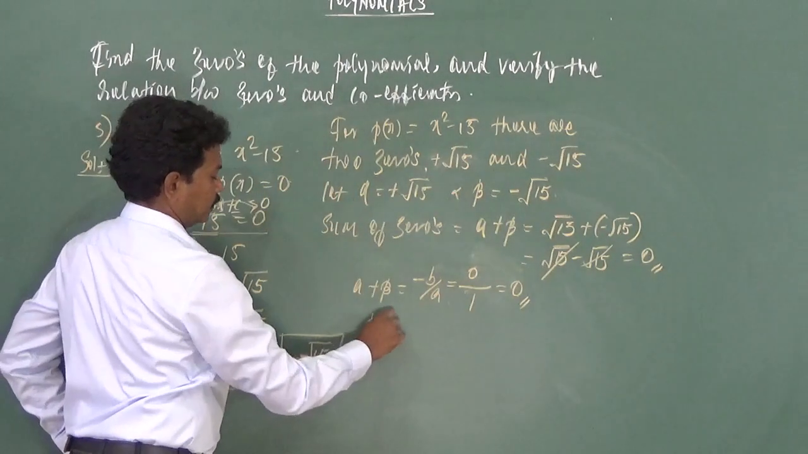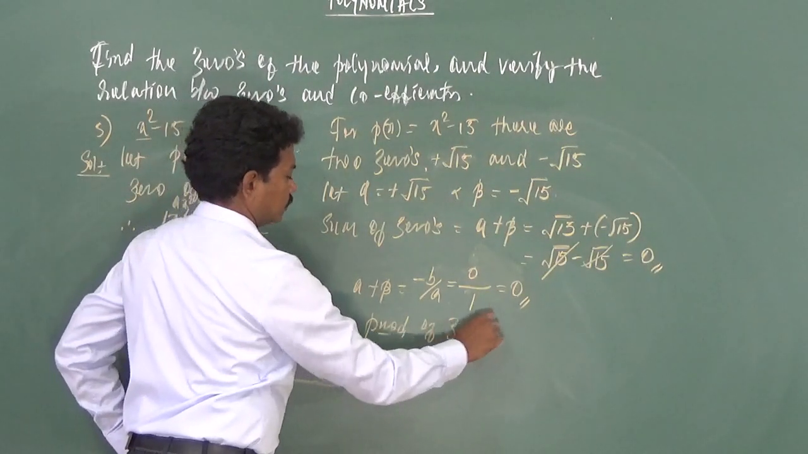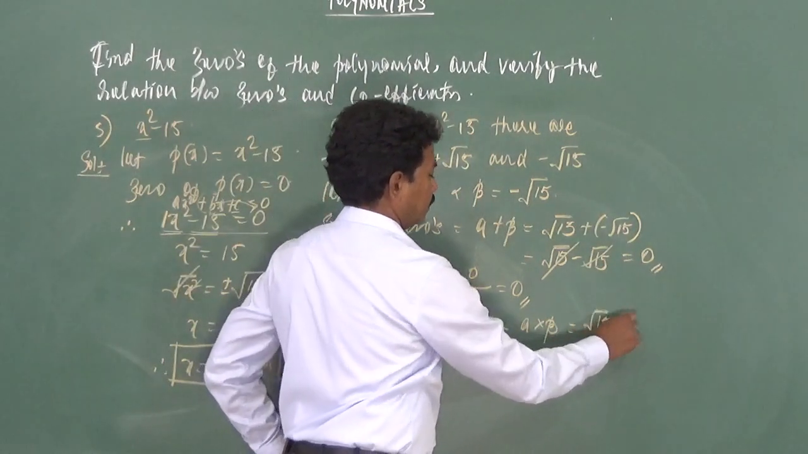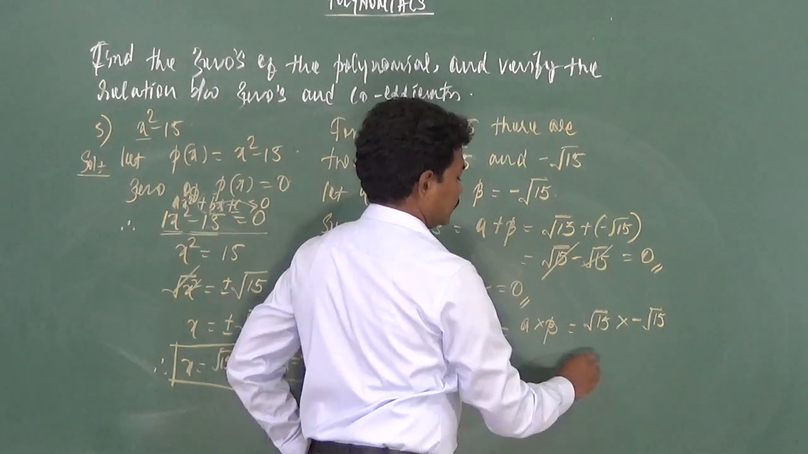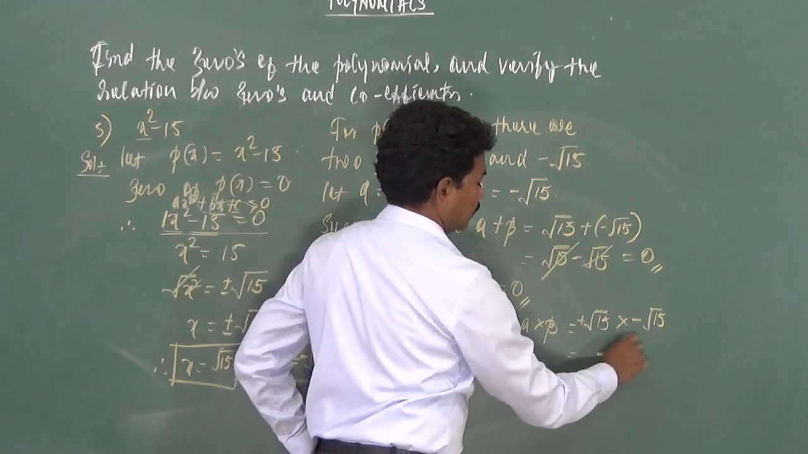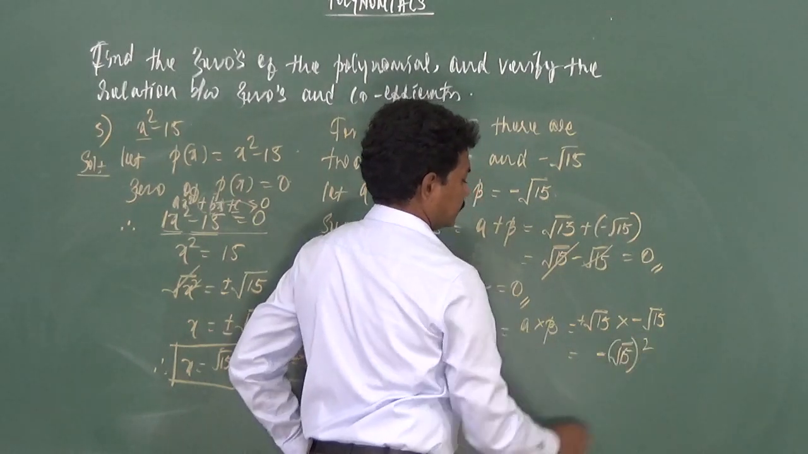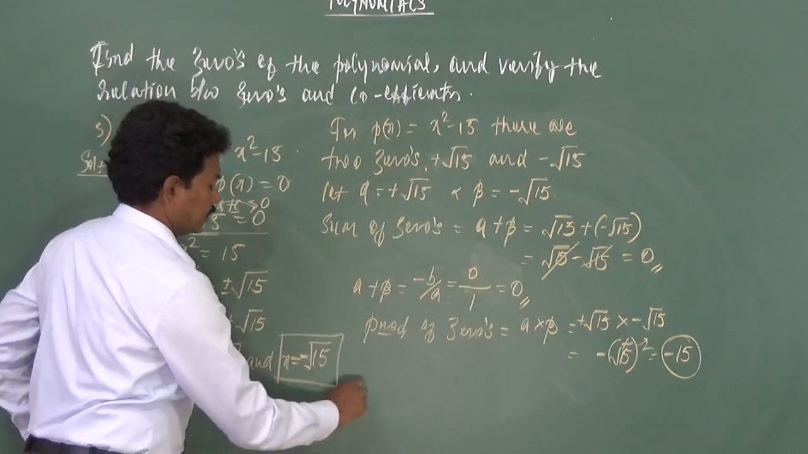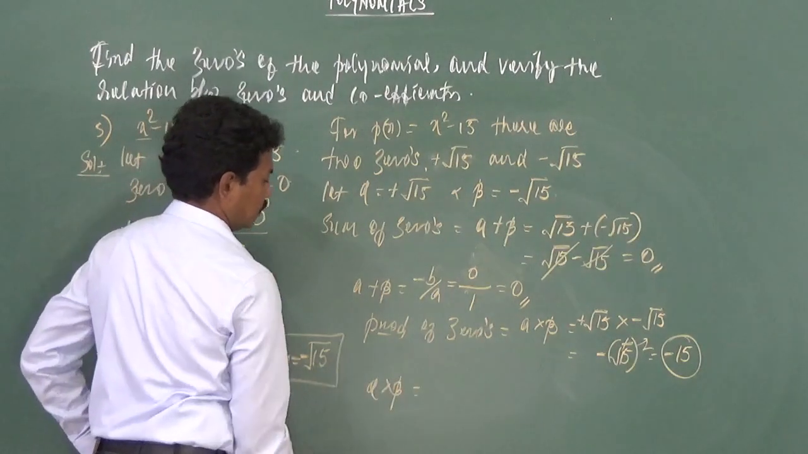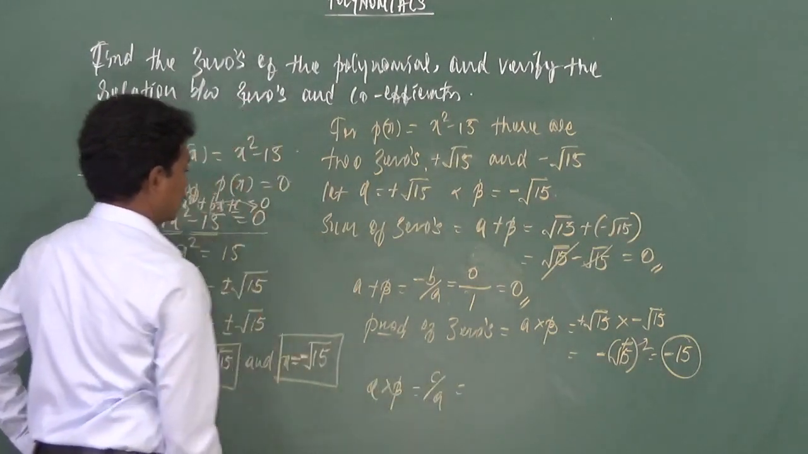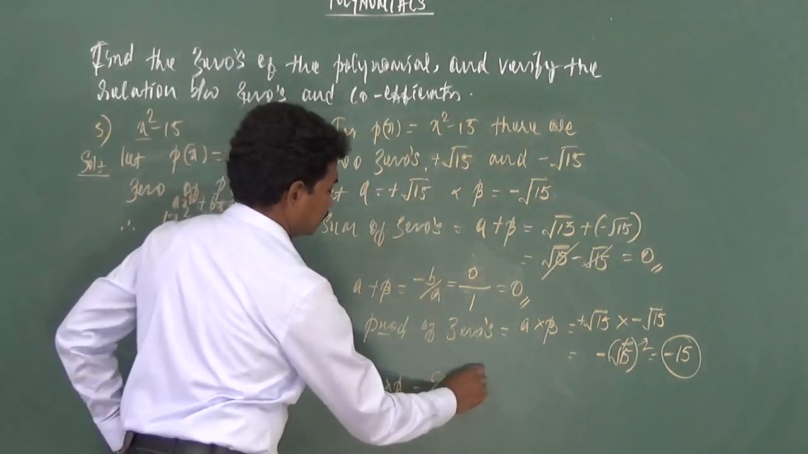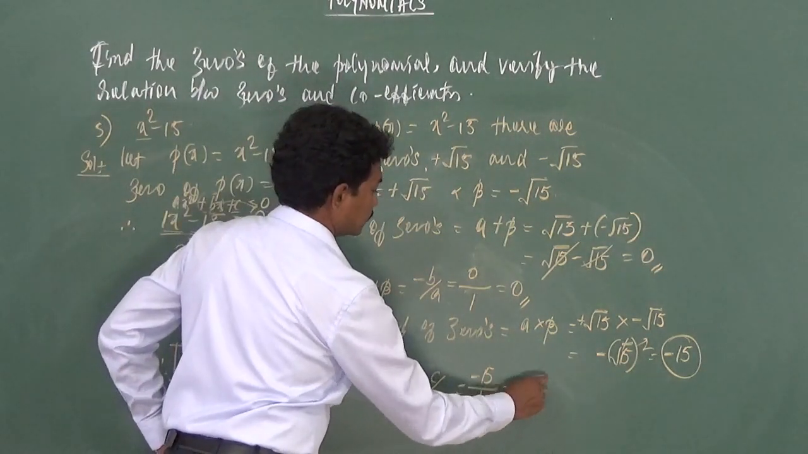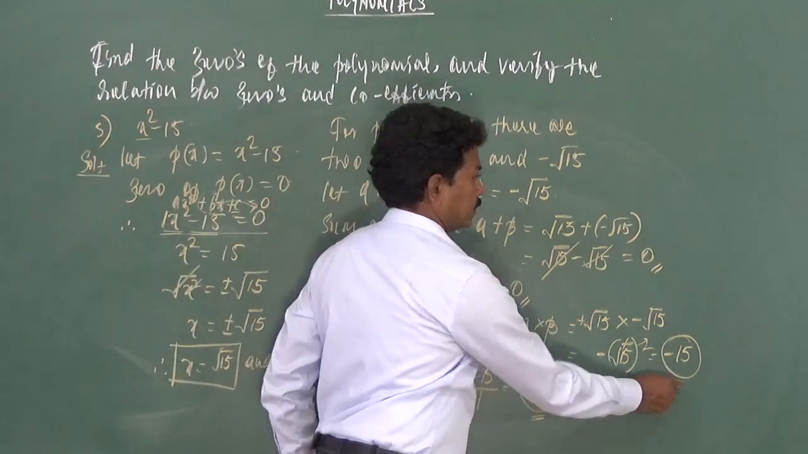So we go with the product of zeros. Product of zeros is equal to alpha into beta, that is root 15 into minus root 15. So this becomes plus into minus is minus, root 15 whole square. So the square root cancels, and it is minus 15 as the answer. So let us verify this. Alpha into beta is equal to c by a is the formula for that. The c value is minus 15, and the a value is 1. So minus 15 by 1 is minus 15. This is how we have verified this.